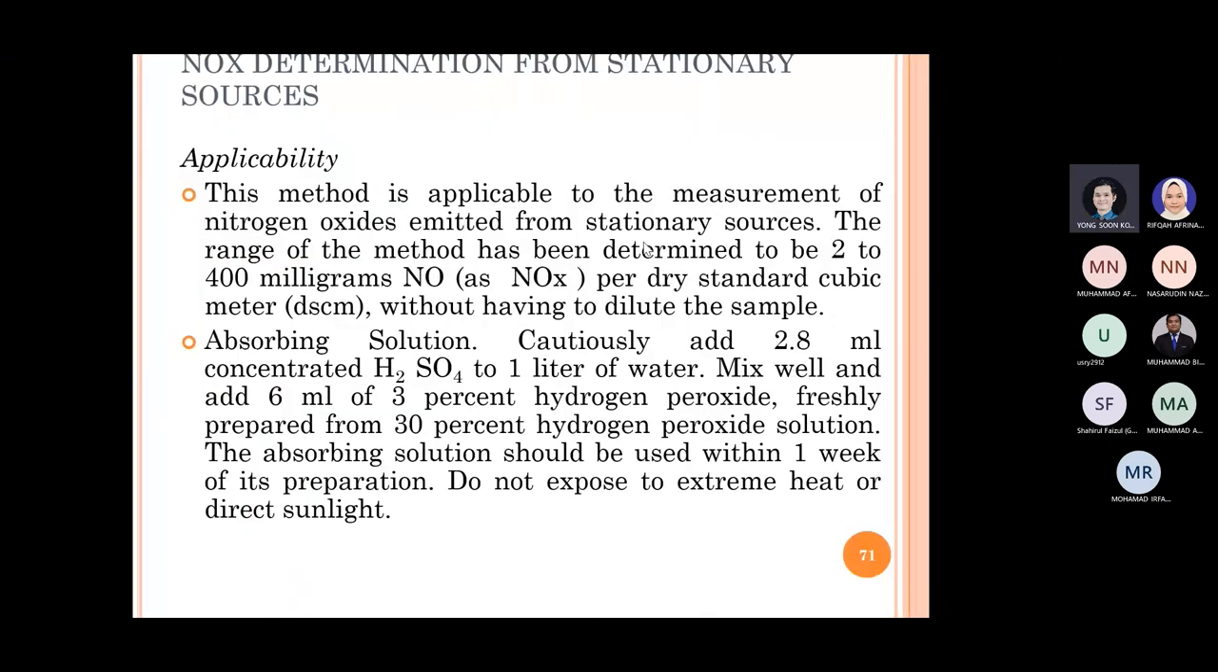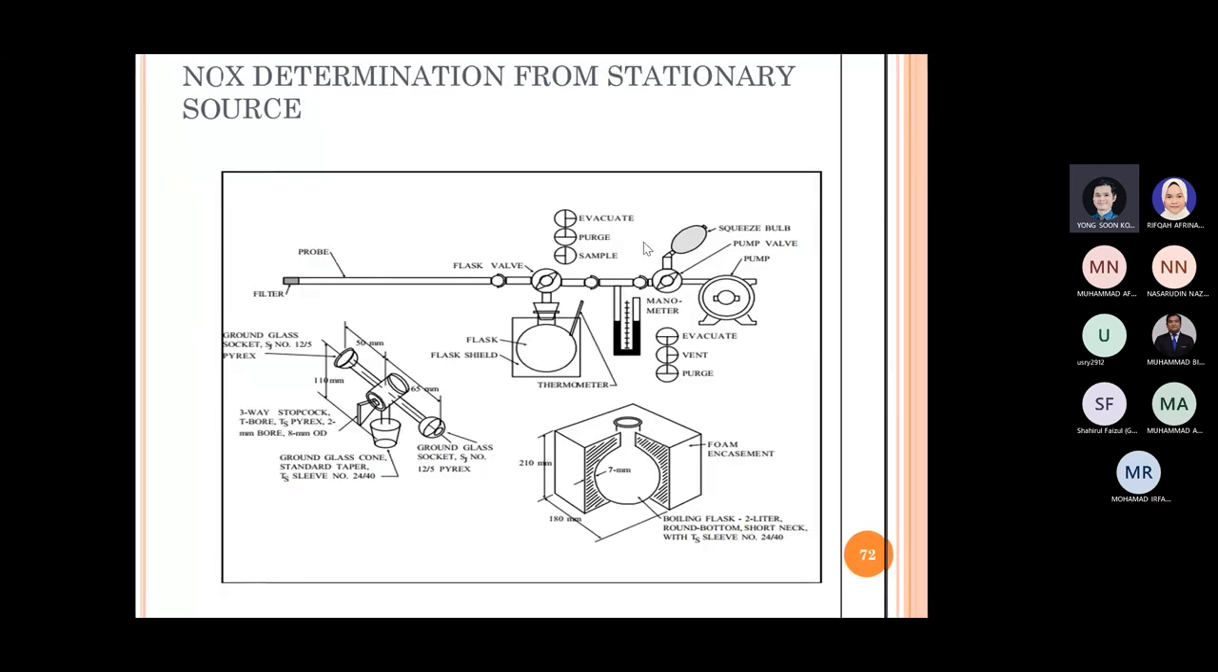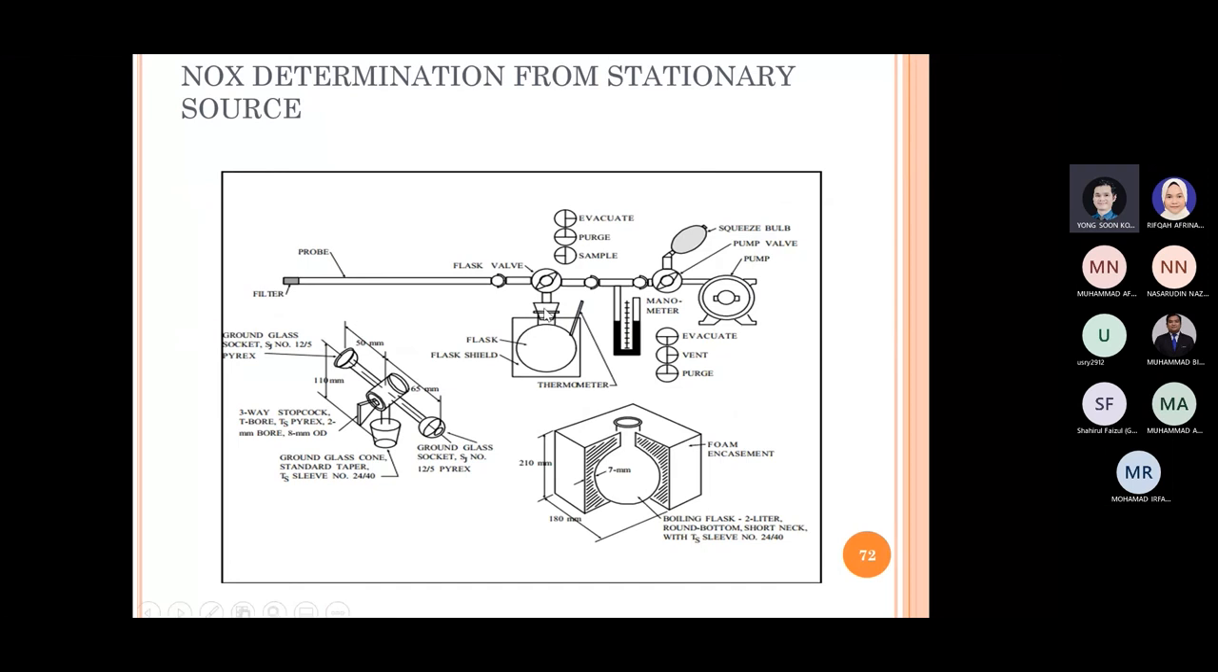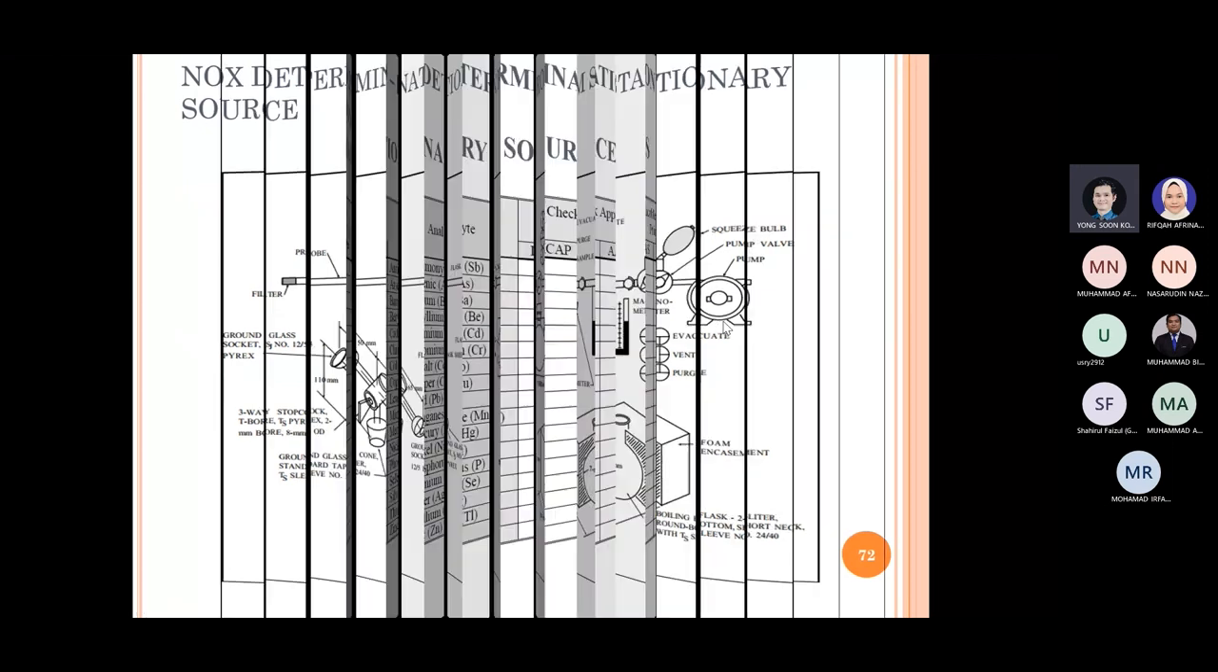As you can see, the chemicals that will be used include sulfuric acid and hydrogen peroxide in certain amounts, and then they are not supposed to be exposed to extreme heat or sunlight during this determination. This is how it looks like, a small probe. It is handheld and connected to glassware where the NOx is trapped, connected to a manometer to measure the flow rate, and also a pump. So this is how a grab sampler looks like.